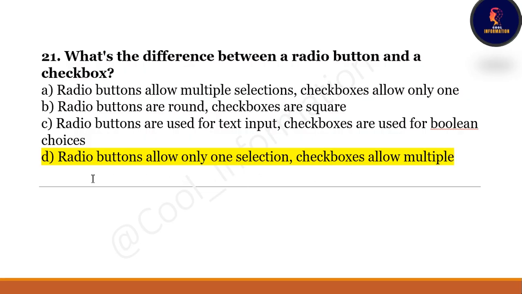You can see that radio buttons allows only one selection. Usually in every website, if you use radio button, like if you have two options, yes or no, then we use radio buttons to select only one, either yes or no. But a checkbox allows multiple inputs, like we can select yes and no at the same time. So option D will be correct here.